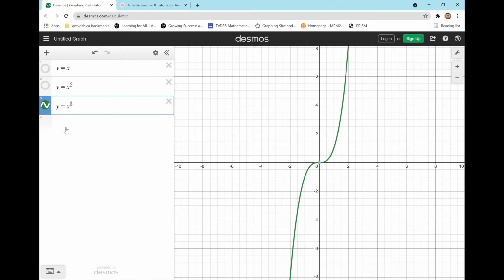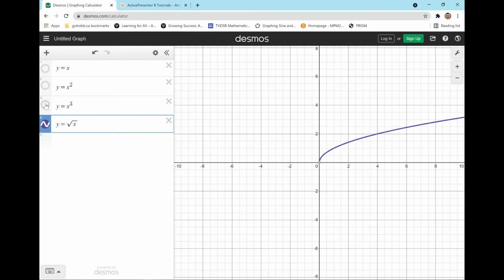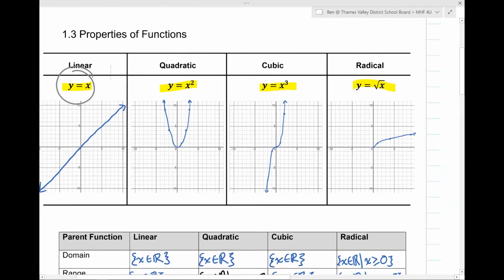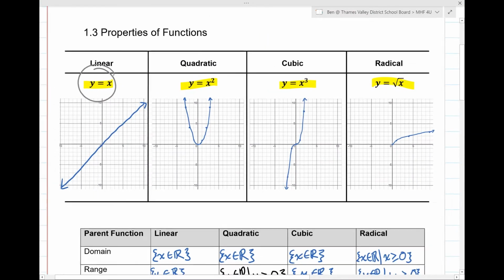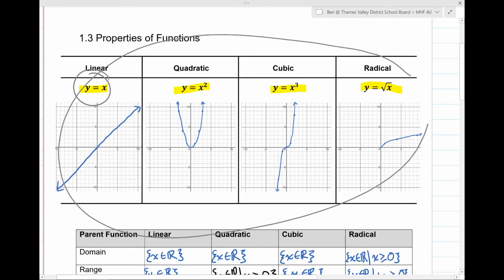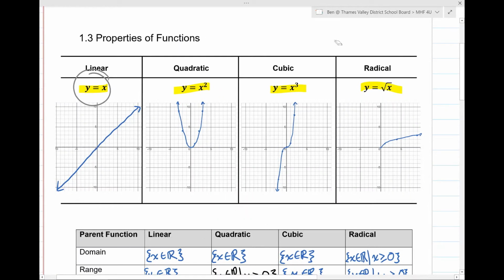Let's show only that for you. And our radical function here in purple, where the radical function is one arm of the inverse of your quadratic function. So you should be able to use Desmos to come up with just rough sketches here of your linear, quadratic, cubic, and radical to piece together what we're going to be working with in here.